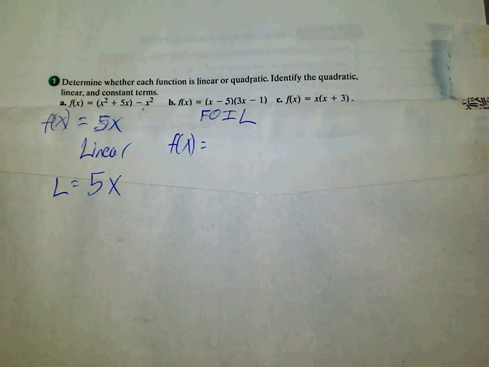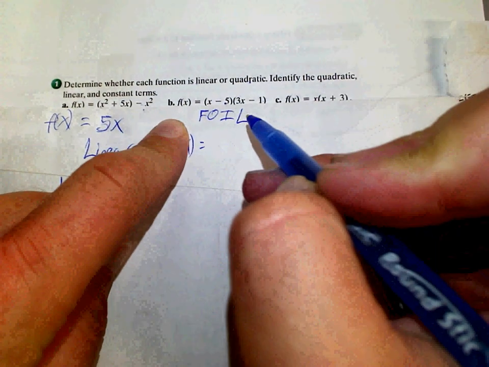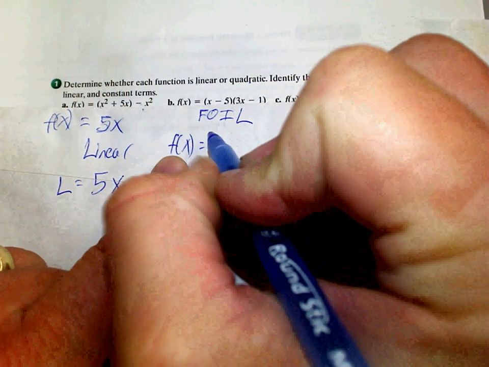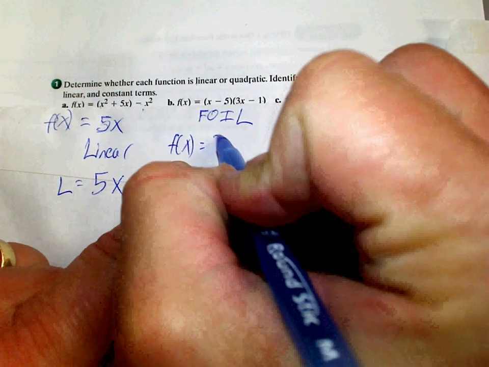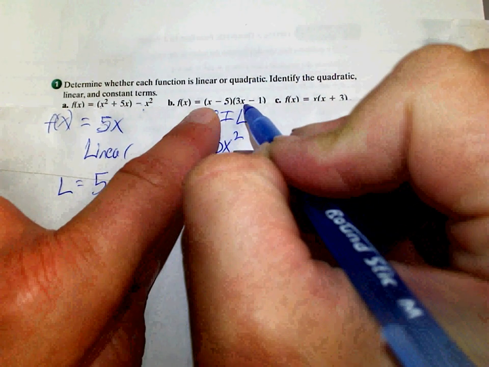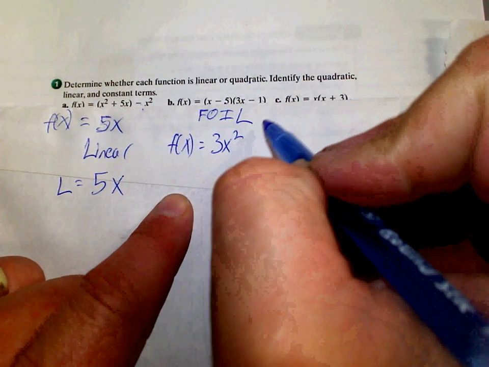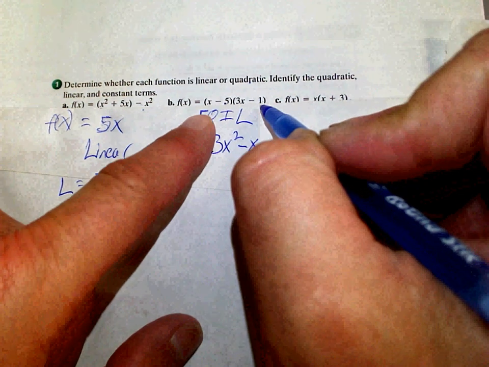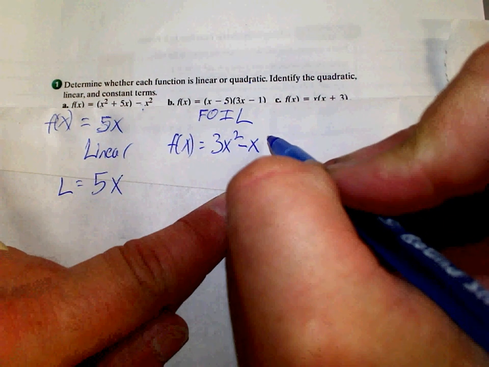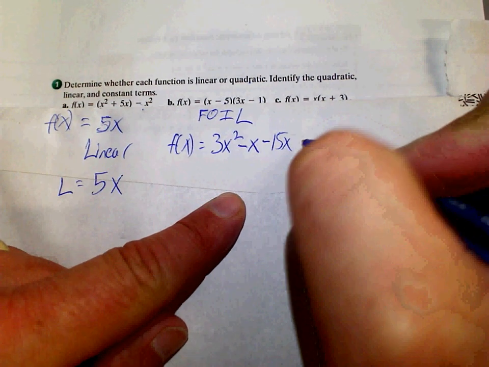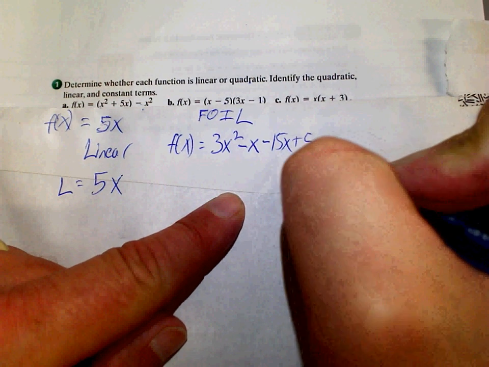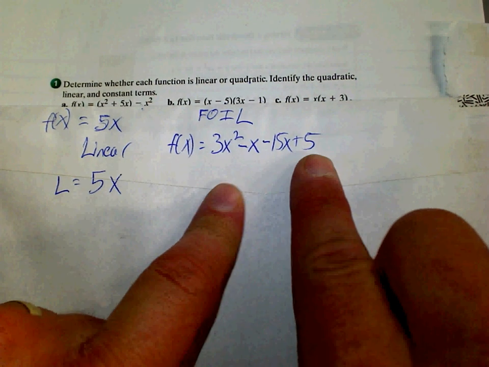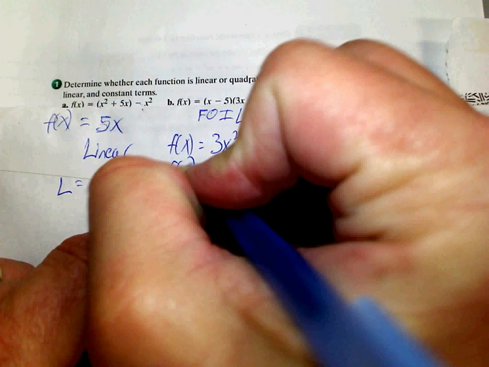First thing here, first is what? Someone tell me. 3x squared. That's 3x times x. What's outer? Oh, outer is minus x. Inner. Good. Last. Very good. We have a quadratic term. We have a linear, and a constant. Let's combine those. I think everybody here had minus 16x plus 5.